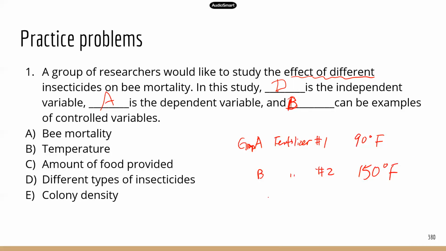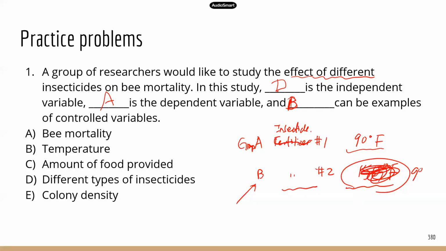Okay? If all the bees or most of the bees die in group B, you don't know whether it's due to the high temperature or it's due to insecticide. Oh, this is not fertilizer, insecticide. Right, so this could be a confounding factor. So we need to keep this constant among all groups. If we decide to use 90 degrees, then all the bees from all the groups should be kept under 90 degrees.